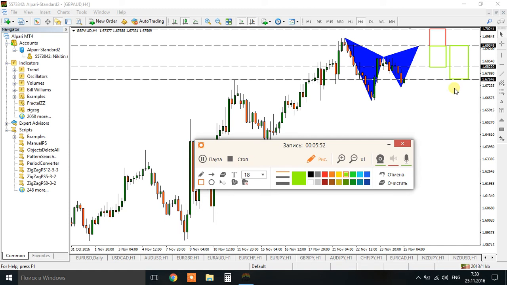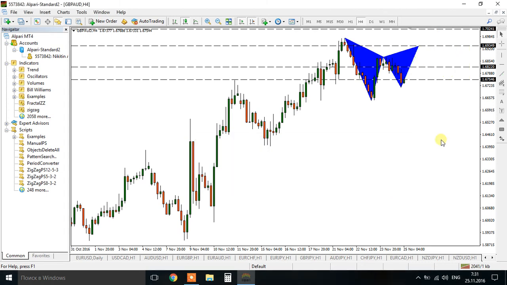Okay, so the tactic is as follows. Wait until price goes to the upside, like this. Sell limit is executed, and then wait until it either goes to the target or it goes to the stop loss. Very simple. Place the trade and that's it.